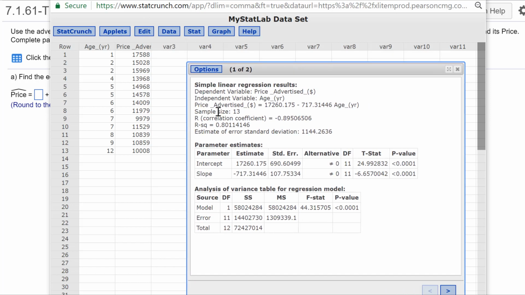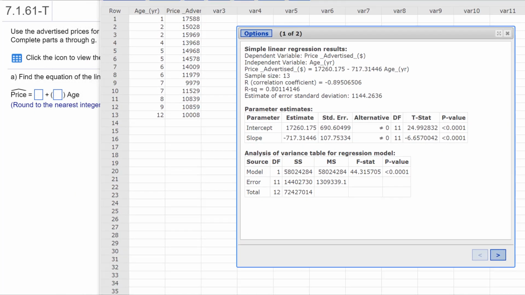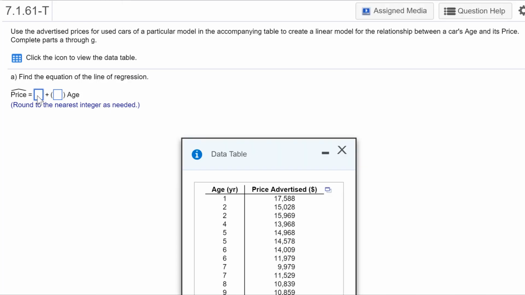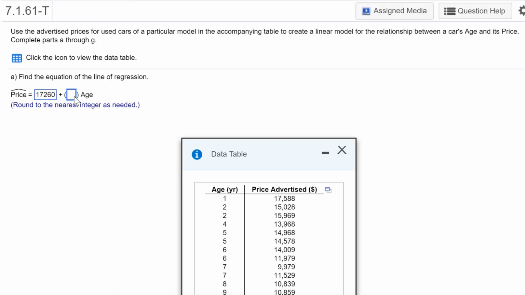And here we go. So we have price advertised equals, here we go. Let's look at the rounding. Round to the nearest integer as needed. So it's going to be 17260 minus 717 times the age. So 717. It's plus here, so I need to make sure I put minus 717.